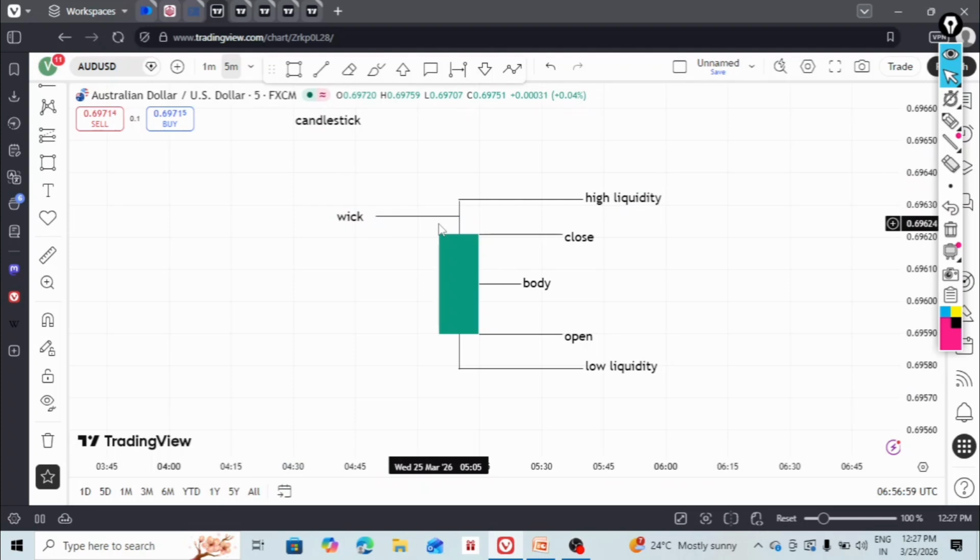Here, this is the bullish candle. A bullish candle is one where the closing price is higher than the opening price. This means that the buyers were stronger than the sellers during this time frame, making it a bullish candle.